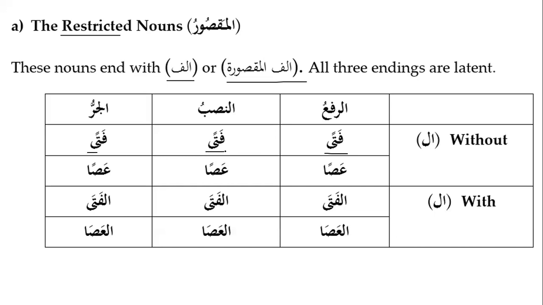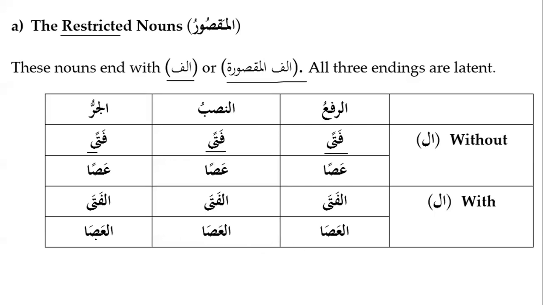Okay, so now how would we know that it is marfu', mansub, or majroor? Of course, according to the usage in the sentence. But how will we say that the ending is marfu' or mansub or majroor? So that's why we say that the ending is muqaddar or muqaddara, the ending is hidden. That's why it is called al-maqsur, the restricted noun. Similarly, we have asan, asan and asan, a stick. Again, as we can see here, it is the same in the three forms. And when we use al with that, it will be the same. Al-fata, al-fata, al-fata, and al-asa, al-asa, al-asa.